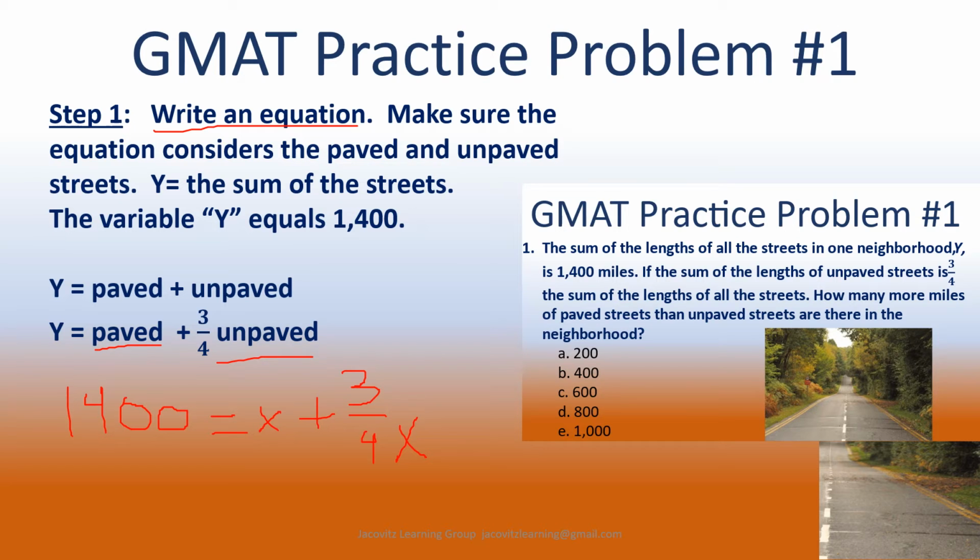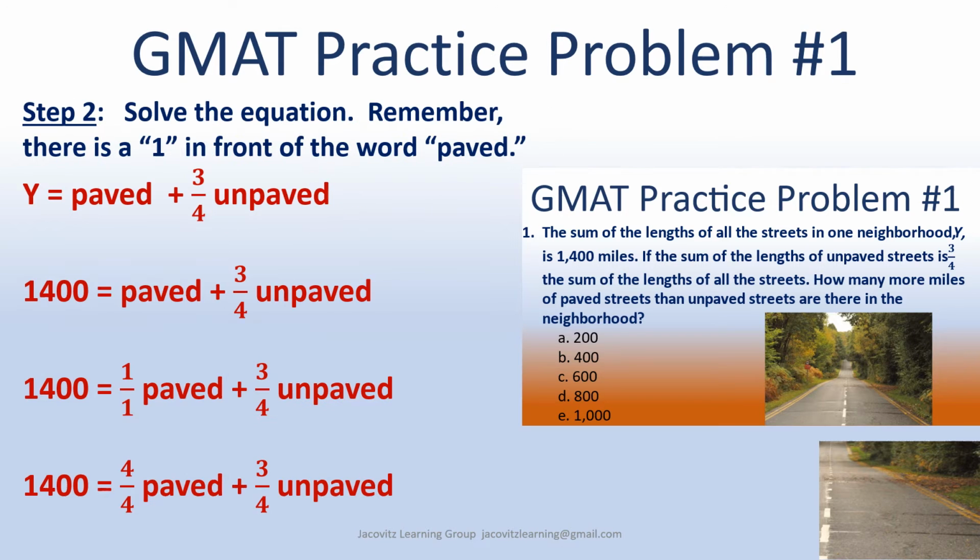Now your mind should see this question a little bit more clearly. So here it is again. It says solve the equation. So you have 1,400 equals paved plus 3/4 unpaved. You always have to notice that in front of this here is automatically a 1. And if I wrote 1 paved, that would be okay, but the reason I didn't is because you have to do a fraction. So I just put 1 over 1, which is the same as 1 anyway. Okay, so you have 1/1 plus 3/4.